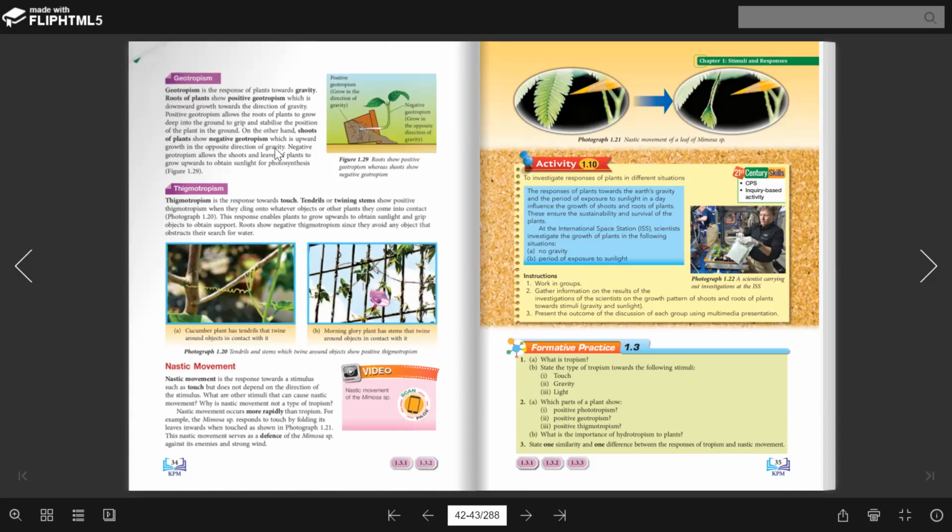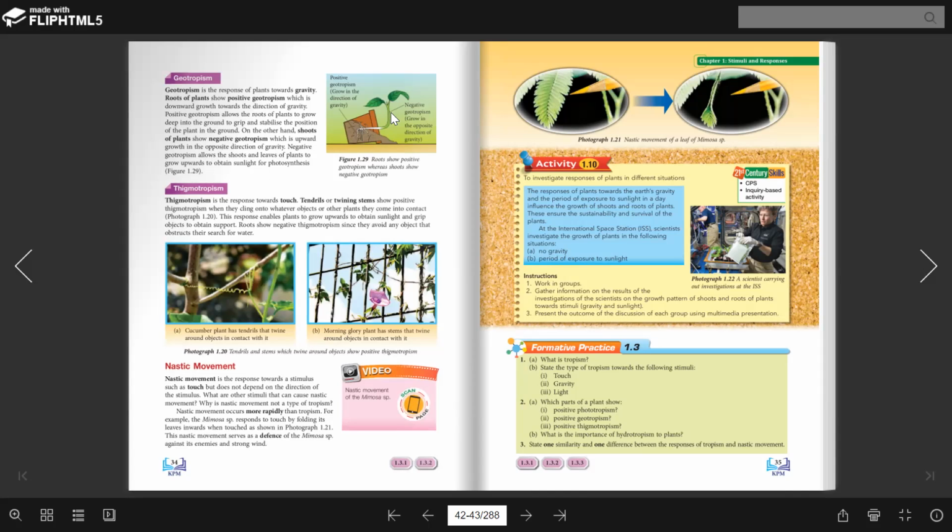Positive geotropism will allow the root of the plant to grow into the ground, grip and stabilize the position of the plant in the ground. On the other hand, the shoot of the plant shows negative geotropism. Why? Because it grows upward and against gravity. So why is negative geotropism important? To allow the shoot and leaf of the plant to grow upward to obtain more sunlight for photosynthesis.